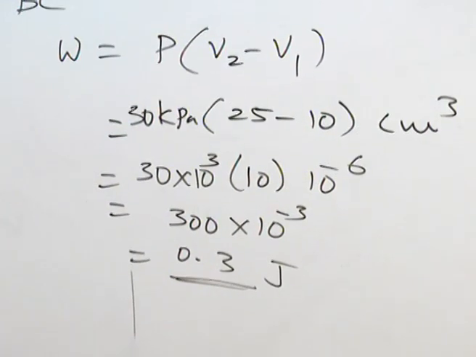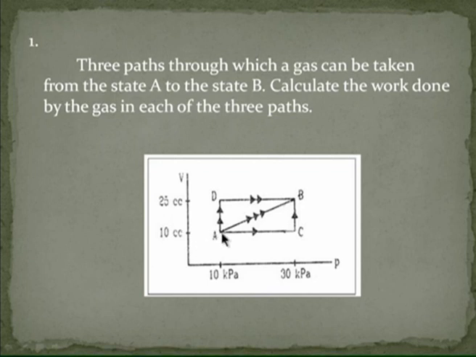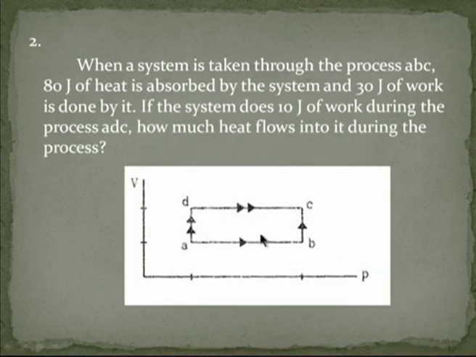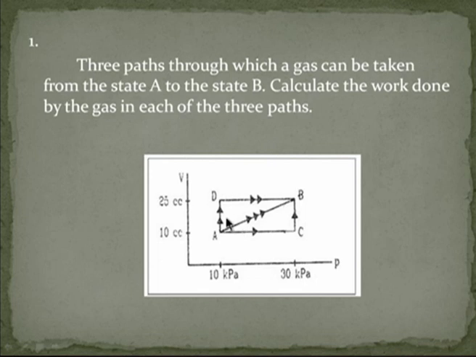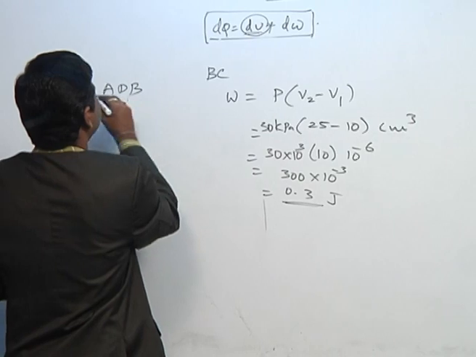Next, the second process, the AD to DB process. In AD, the pressure remains constant, so we can call AD an isobaric process. AD is the isobaric process and DB is an isochoric process. So we have to find out the work done during that second ADB process.